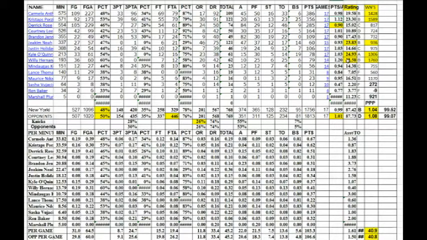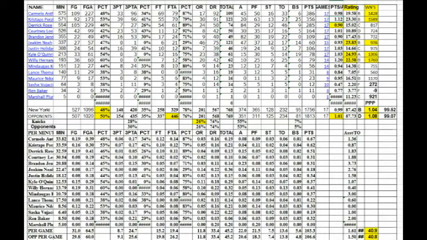And it might mean changing some guy's position. Like this guy, he goes between three and four. I'm not sure. In the triangle, he couldn't play two. And get some more power into the lineup. But that's a coach's decision.